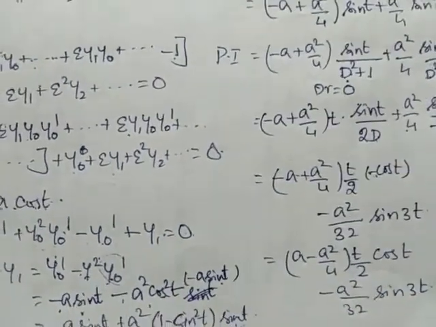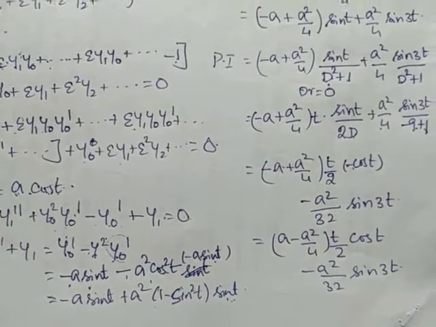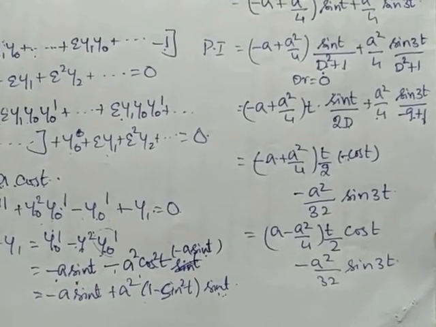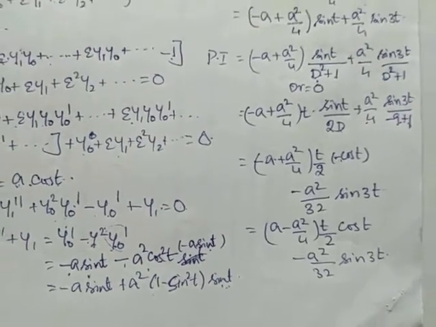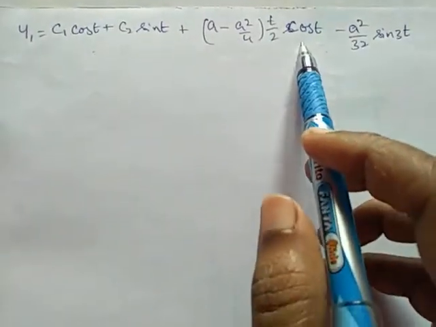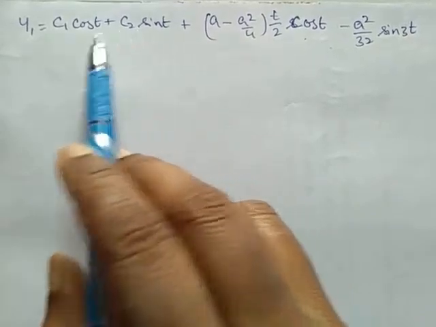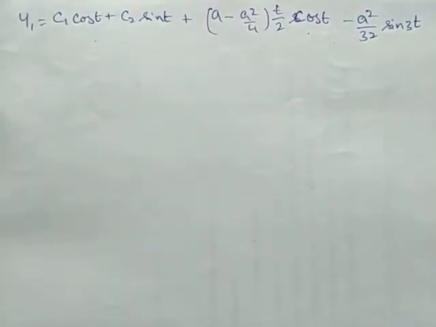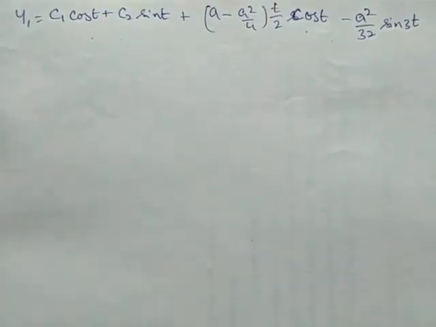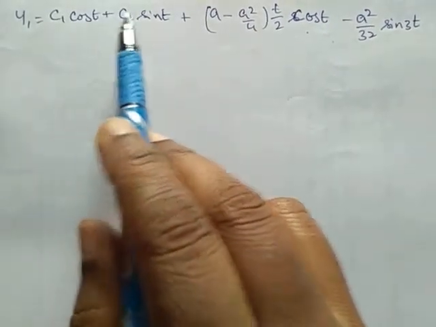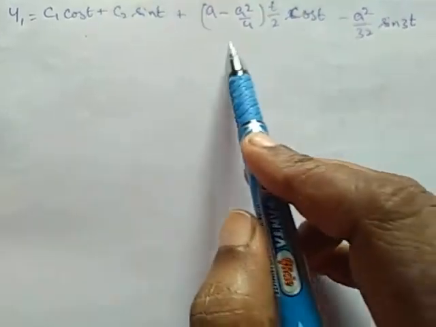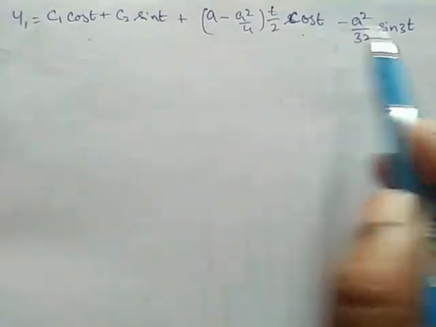We have to substitute in y1, which is complementary function plus particular integral, and we have to find the constants c1 and c2. So this is our y1, complementary function plus particular integral. Finding the complementary function is the same as our previous steps. m squared plus 1 equal to 0, roots are plus or minus i. Therefore, the complementary function is c1 cos t plus c2 sin t, and we got the value of the particular integral.